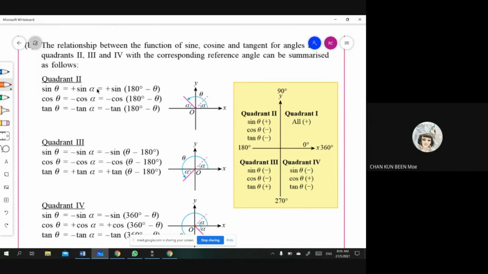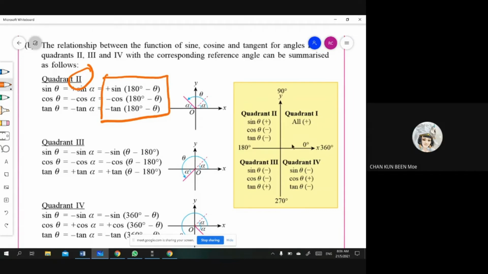So first one, they will tell you if you want to get the alpha over here, it is equal to positive sine of 180 minus alpha. Okay, this one, I'm going to show you with an example later on. I'm sure that right now you don't understand what this means. But just bear in mind that for quadrant 2, sine is positive, cos is negative, tan is negative. How do we get this? You just refer to this part over here. They already simplify everything for you for the 4 quadrants.